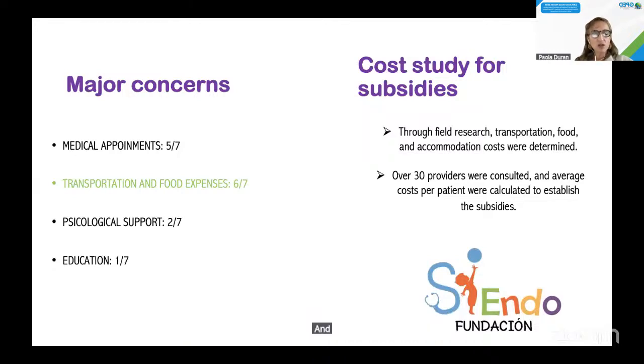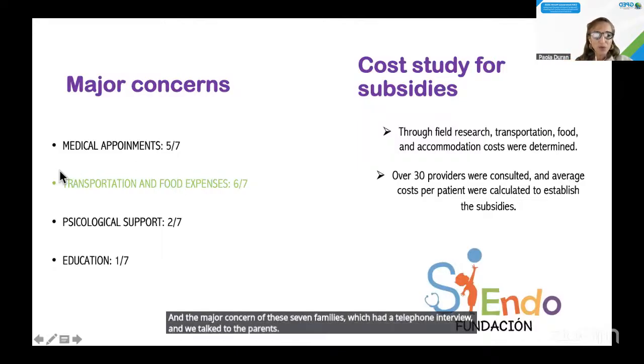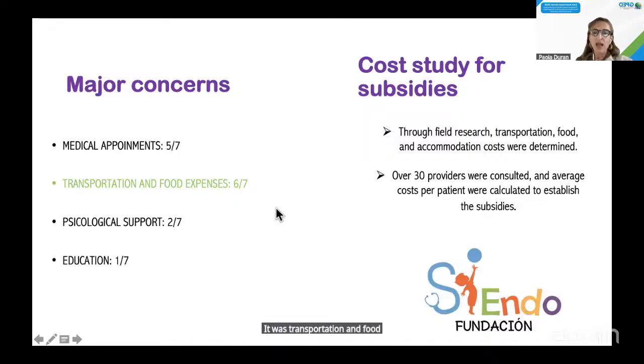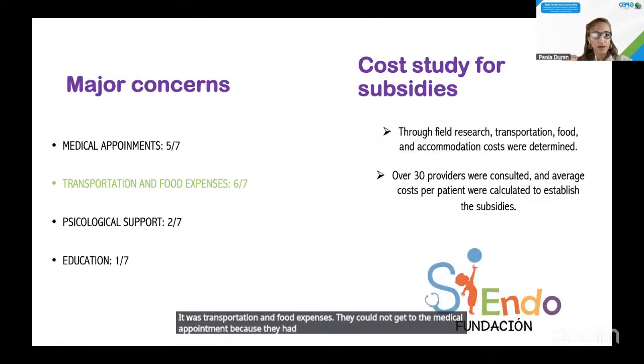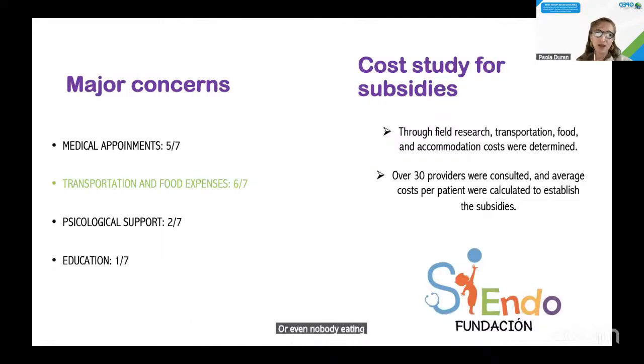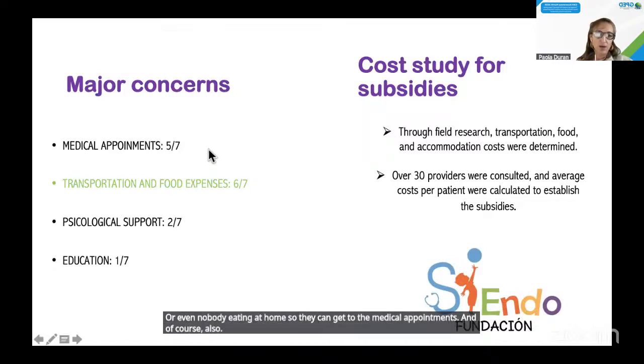The major concern of these 7 families, with whom we had a telephone interview and talked to the parents, was transportation and food expenses. They could not get to the medical appointment because it was very difficult for them to pay for transportation. And when they go to the medical appointment, which is far away from where they live, they have to stay the whole day without eating, or even nobody eating at home, so they can get to the medical appointments. And of course, they also fight to get a medical appointment.